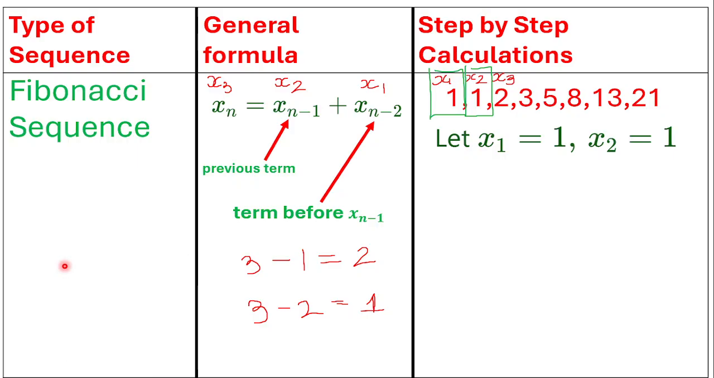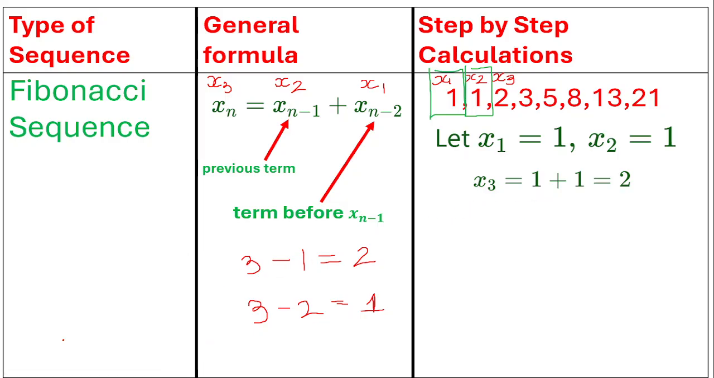So let's go ahead and do that. We have x3, which is going to be x2, which is 1, and x1, which is 1, and that's going to give us 2. So again, x3 is x2, which is 1, plus x1, which is 1, which gives us 2. Now let's find the next term.